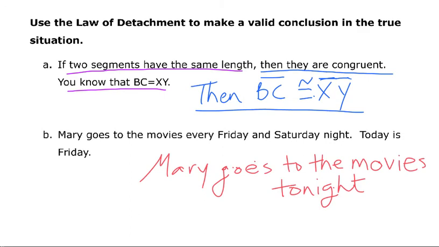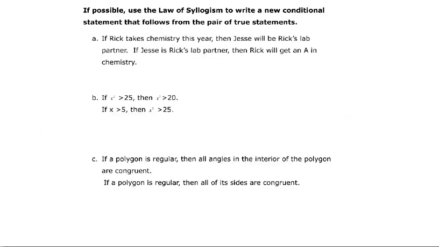All right, so for this one, we need to, if possible, use the law of syllogism to write a new conditional statement that follows from the pair of true statements. So remember, the law of syllogism, that's the one that is the chain rule, so it connects everything together.